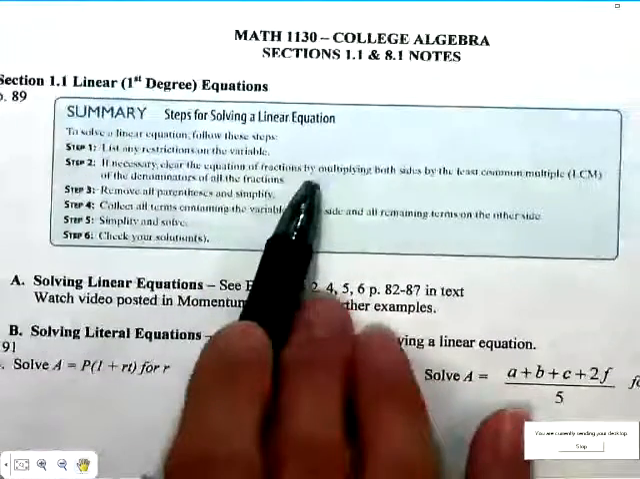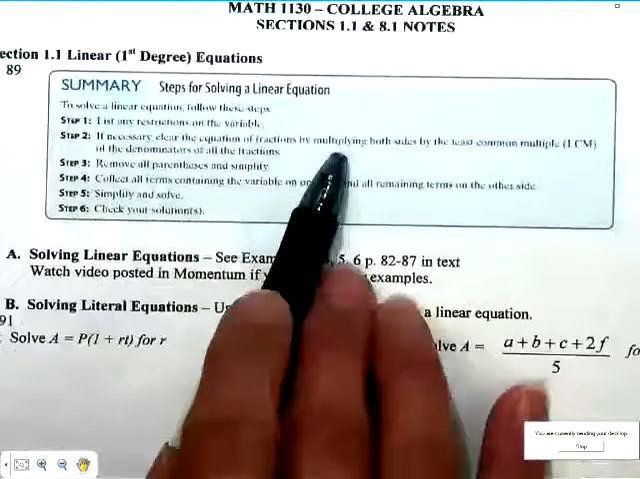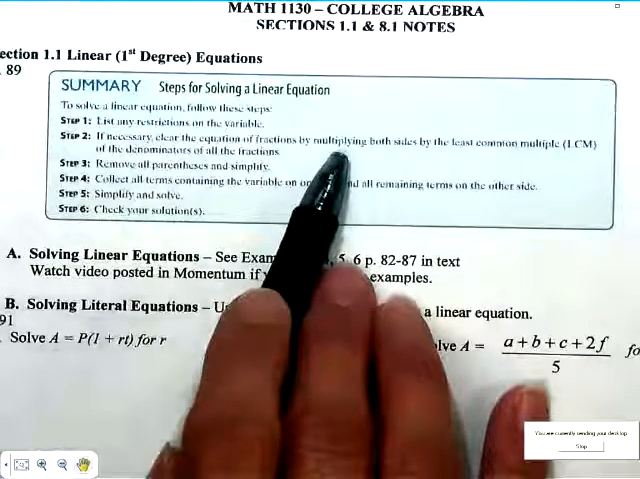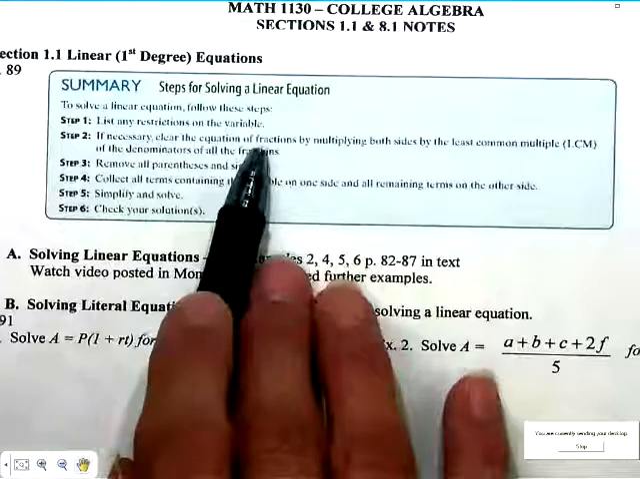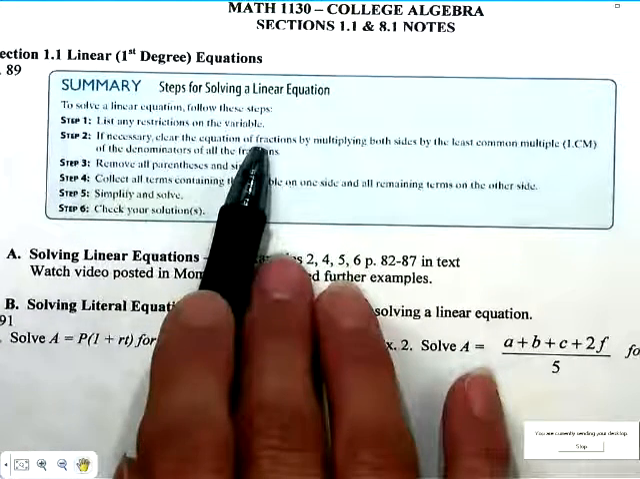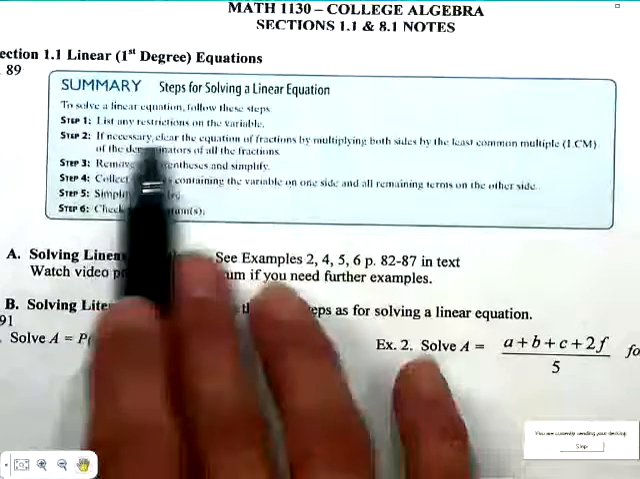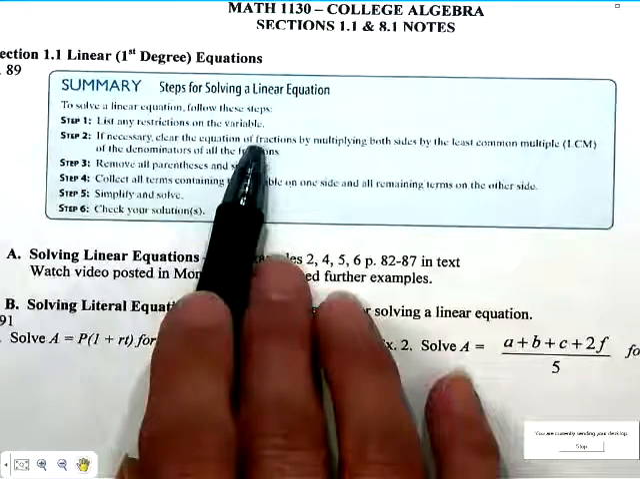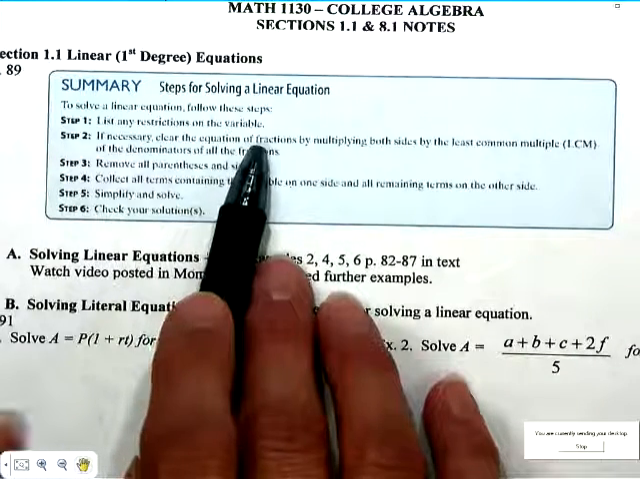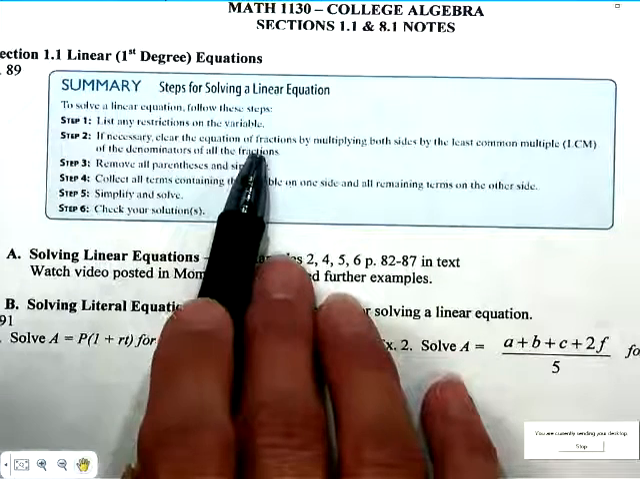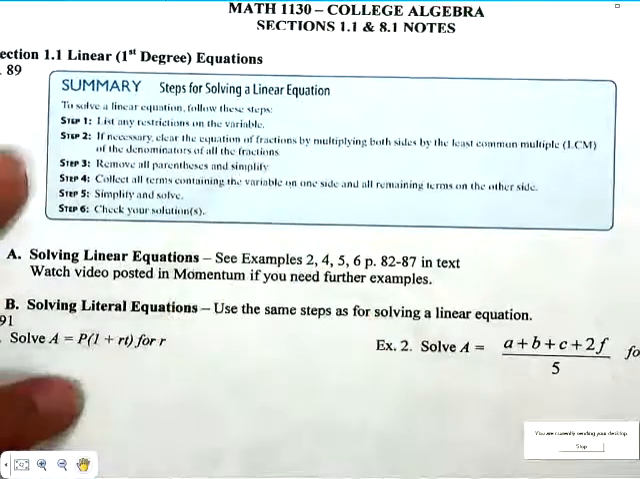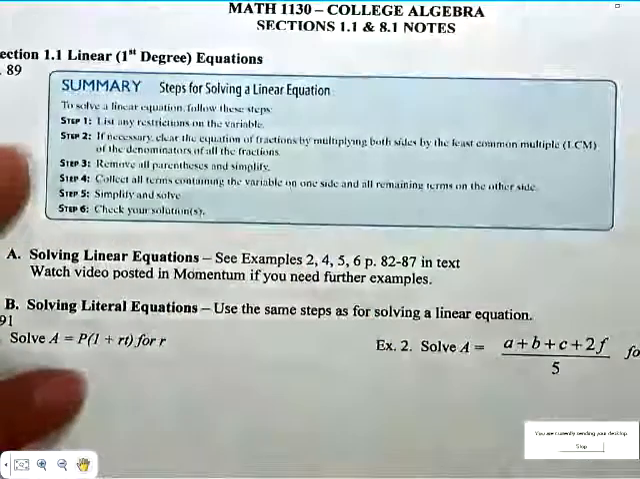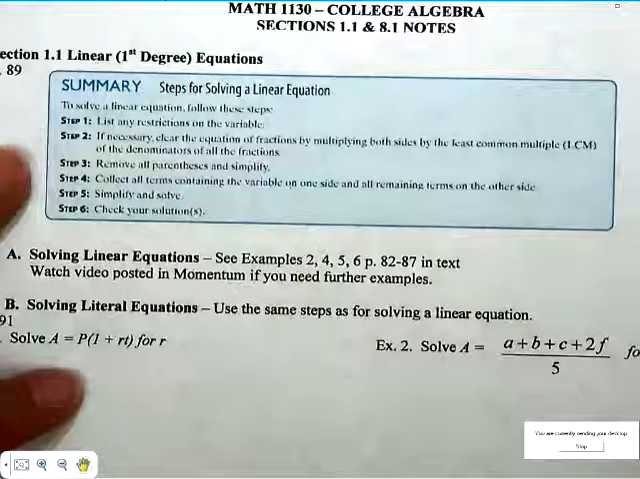If you do have to clear fractions, then multiply both sides by the least common multiple of the denominators, or that would be easier just to say the least common denominator. After you've cleared out fractions and decimals, I don't usually clear out decimals because they're not hard to enter on the calculator. I'll just work with decimals if I have them. Fractions are a little bit more cumbersome to type on the calculator. Plus, if you have an equation with a variable in the denominator, you can't enter that on the calculator anyway. So I do always clear fractions. Personally, I don't clear decimals.